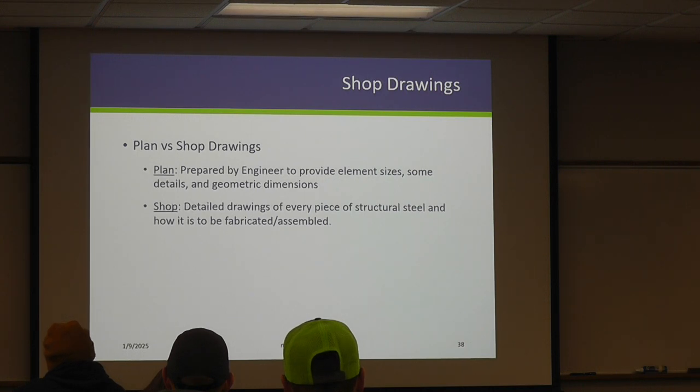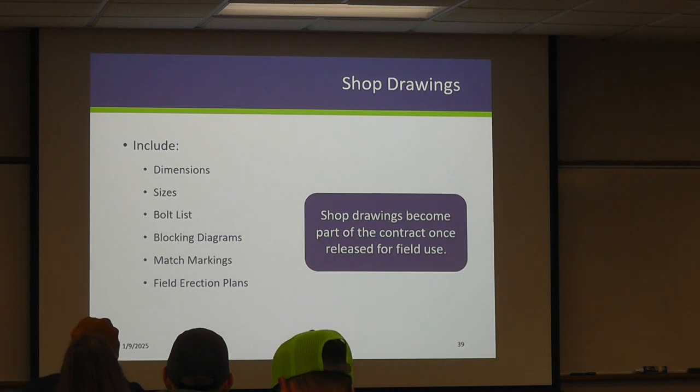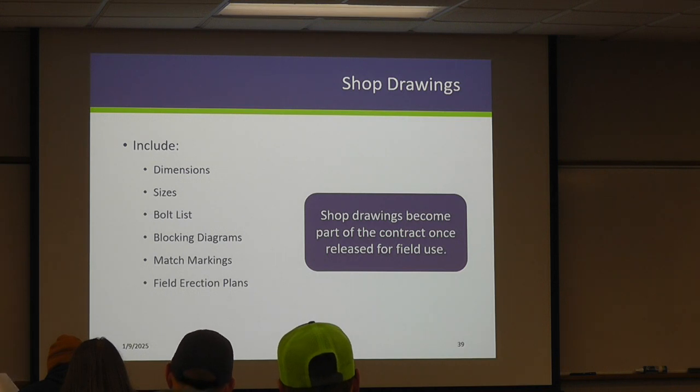And what these really look like is a very detailed breakdown of every single piece of steel that's going to be incorporated into that element. That's exact dimensions, sizes, a bolting list, blocking diagram. We have to hammer these beams, which we'll talk about. Match markings, right? You got several pieces that are going to be joined together, and oftentimes they're drilled in place, so they're only going to fit with the piece that it was drilled with, right? And sometimes field erection plans.